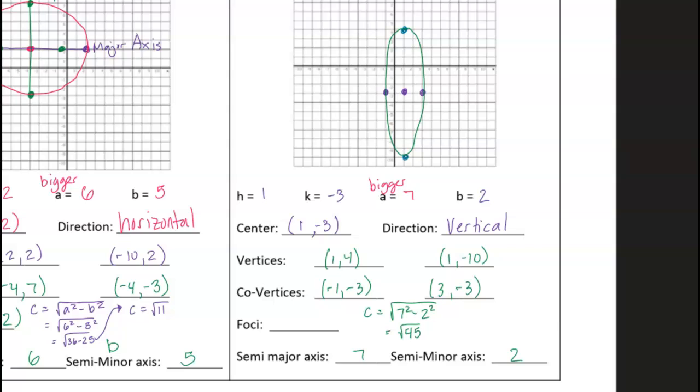Is this in simplest radical form? No, it's not. Remember, to get it in simplest radical form, basically what you're doing is pulling out perfect squares. What's the largest perfect square that goes into 45? 9, right. So you pull the 9 out by square rooting 9, and you get 3. 9 times 5 is 45, so you're left with a 5 under the root.